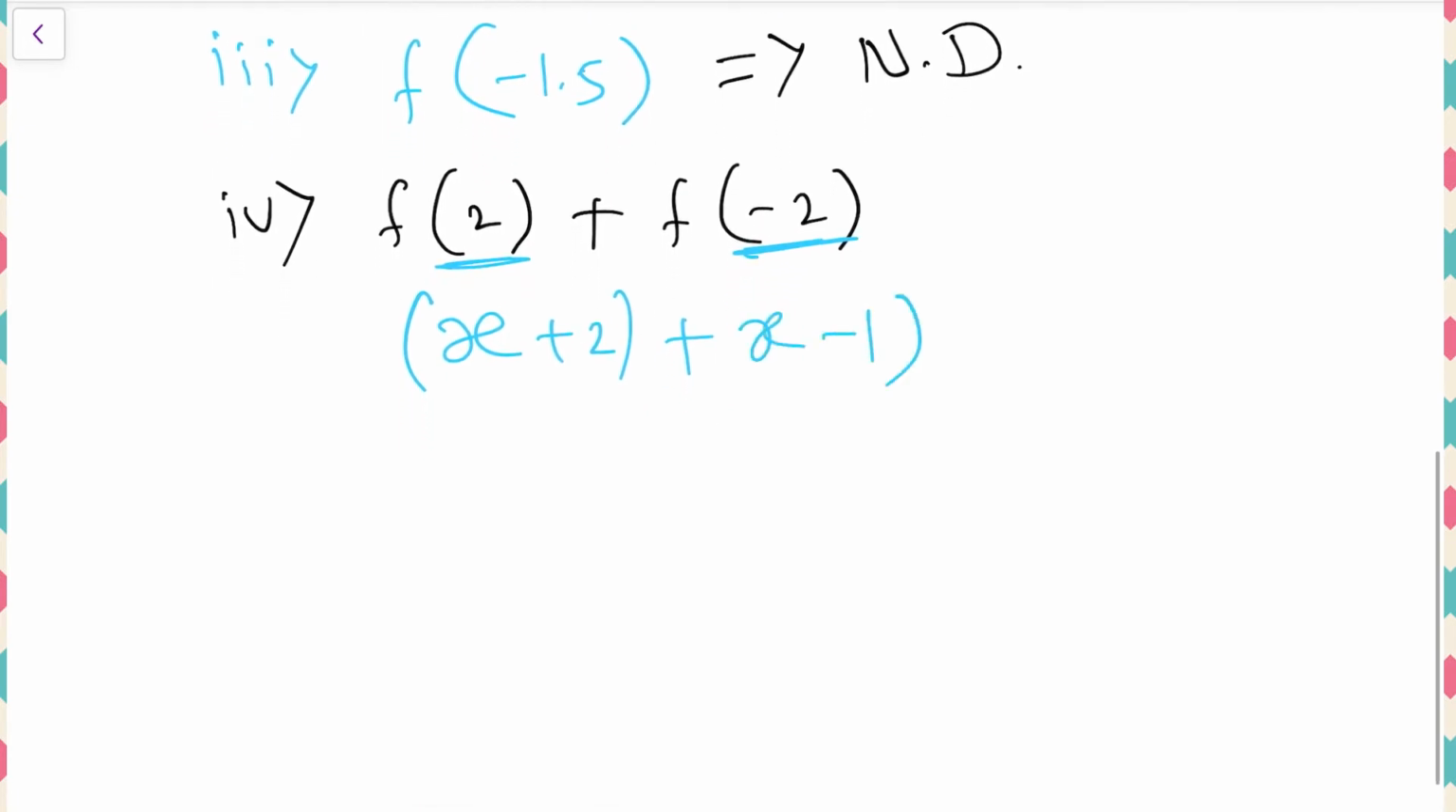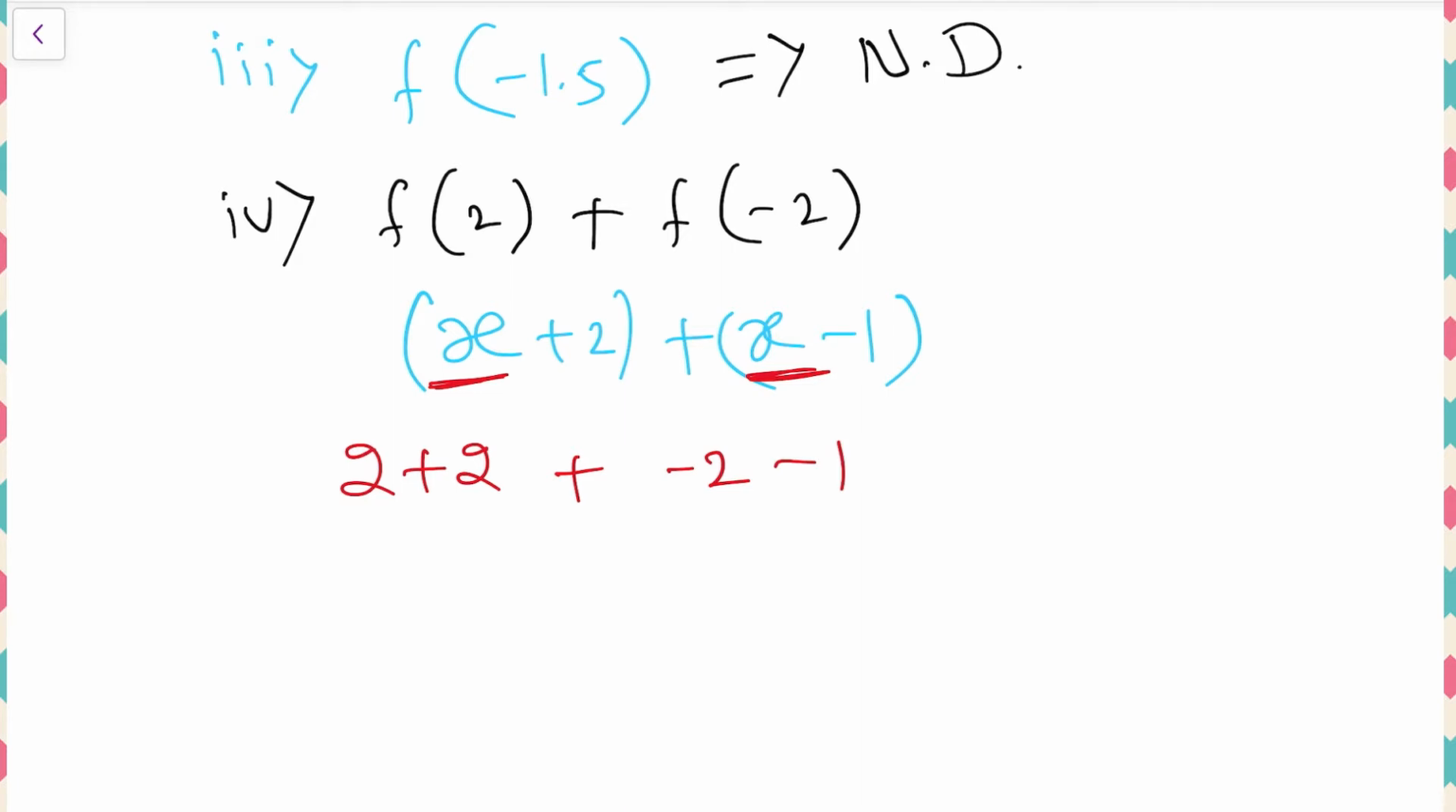x minus 1. Now in the place of x we need to substitute 2. Here, in this place of x, we need to substitute minus 2. So let us check: 2 plus 2 plus, x value is minus 2, minus 1. Here plus 2 and minus 2 both will get cancelled, so we remain with 2 minus 1, that is nothing but 1.